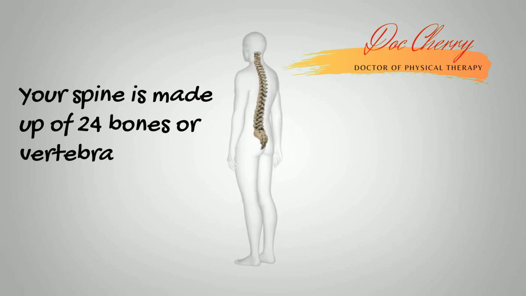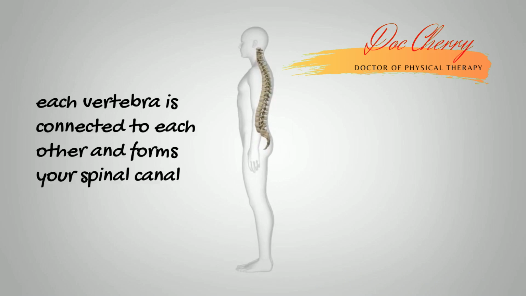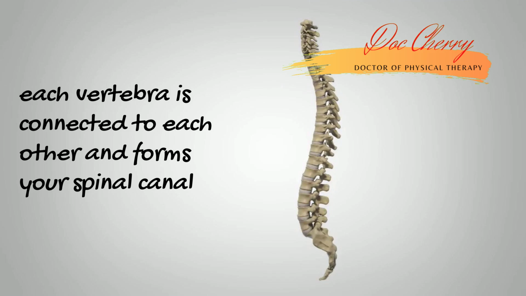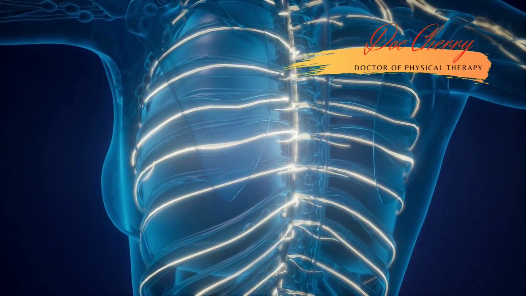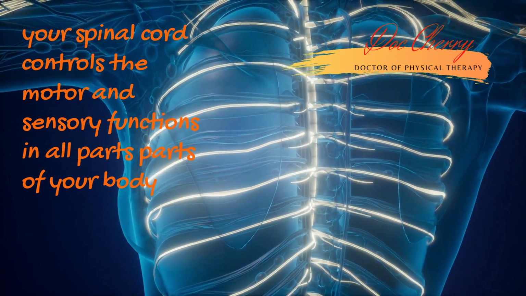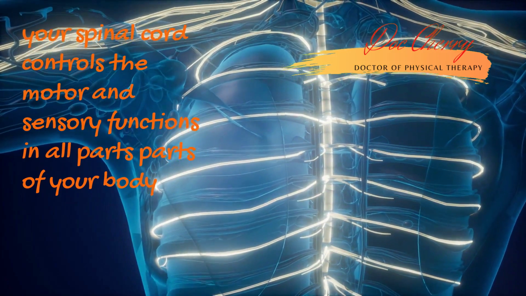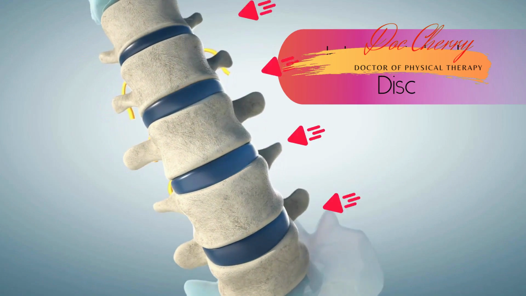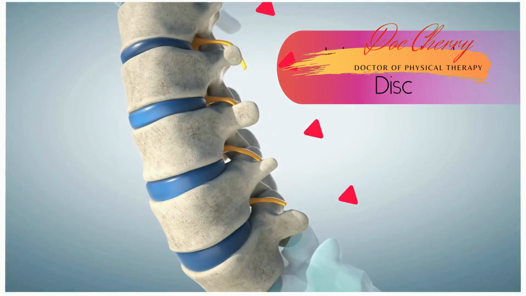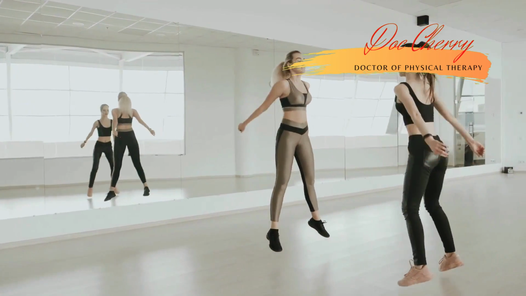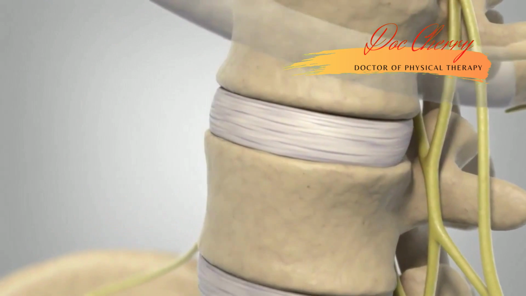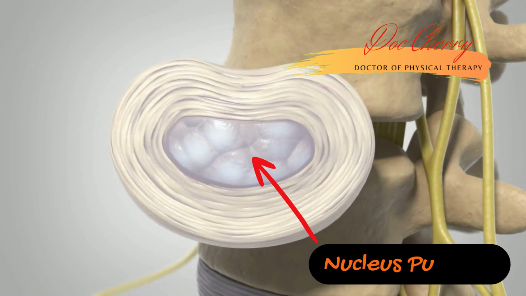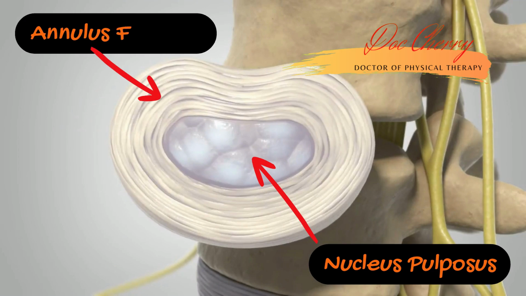Your spine is made up of 24 bones or vertebrae. Each vertebra is connected to each other and forms what we call your spinal canal, wherein your spinal cord passes. Your spinal cord is very important since it controls the motor and sensory functions in all parts of your body. In between each vertebra is your intervertebral disc. Your intervertebral disc serves as a shock absorber for your spine. And this intervertebral disc has two components: the inner layer, which we call the nucleus pulposus, and the outer layer, which is called the annulus fibrosus.